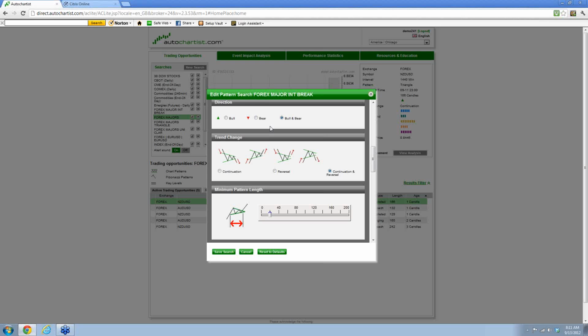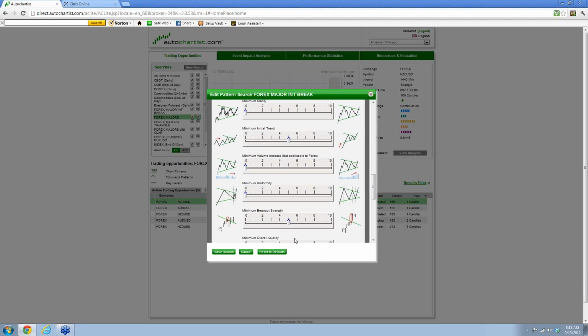Based on my knowledge and my studies of the program, the initial trend is a very, very strong indicator. If you're going to search for some pretty good opportunities and some pretty distinctive patterns, I suggest you start with a solid 5 or better on your initial trend.